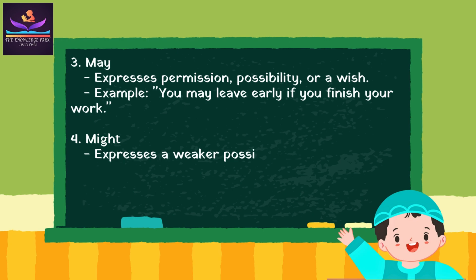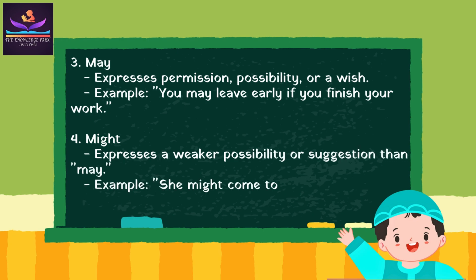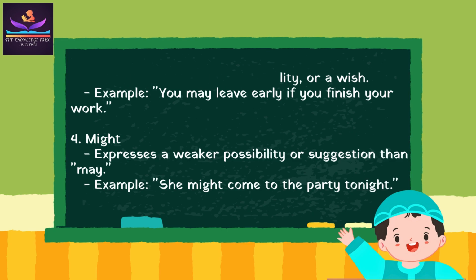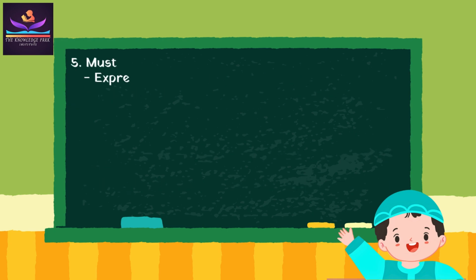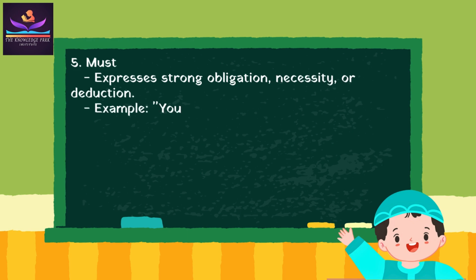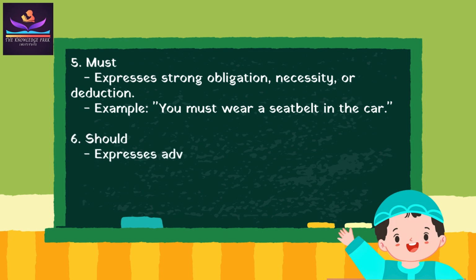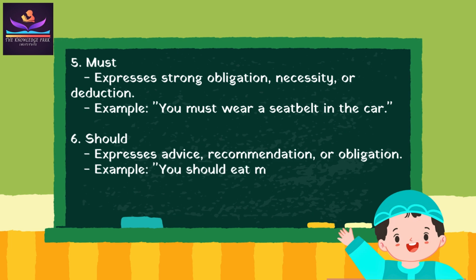4. Might expresses a weaker possibility or suggestion than may. Example: She might come to the party tonight. 5. Must expresses strong obligation, necessity, or deduction. Example: You must wear a seatbelt in the car. 6. Should expresses advice, recommendation, or obligation. Example: You should eat more fruits and vegetables.